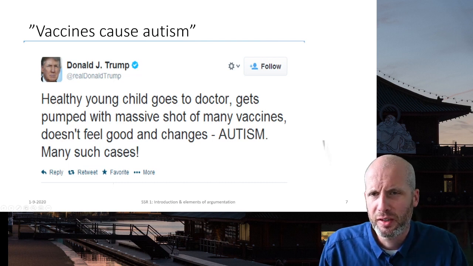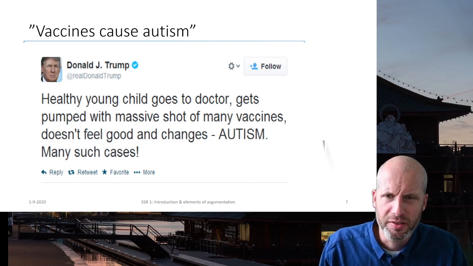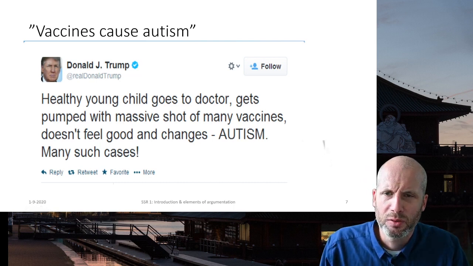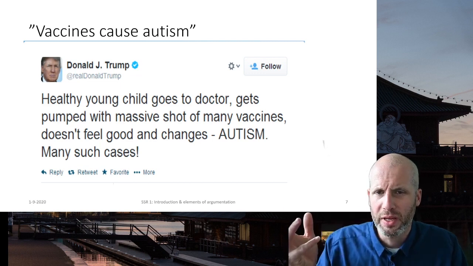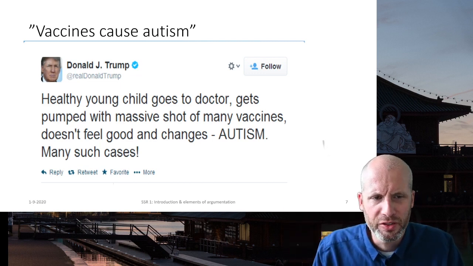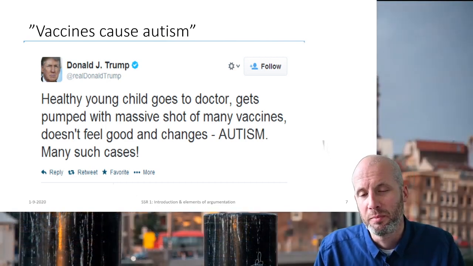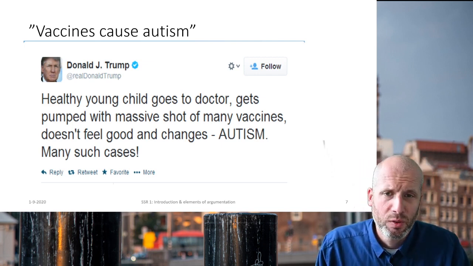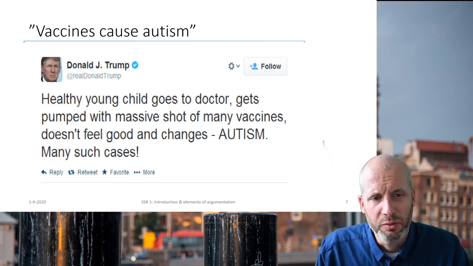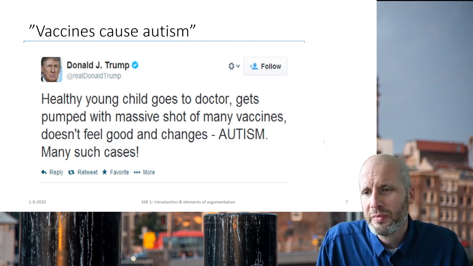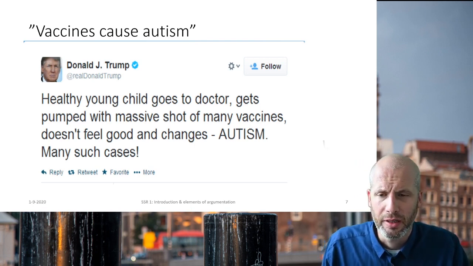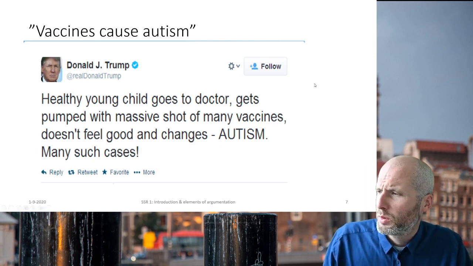This is Donald Trump, I think, just before or right after he became president, tweeting about the link between vaccines and autism. "So, a healthy young child goes to doctor, gets pumped with massive shot of many vaccines, doesn't feel good and changes. Autism, all caps. Many such cases." It's implicit here, but what he's trying to imply is that getting vaccinated will get you autism. And that's a general belief as well. A lot of people believe that that is indeed the case, even though there's no research showing that it is the case. Another reason why we should be on the lookout, right?